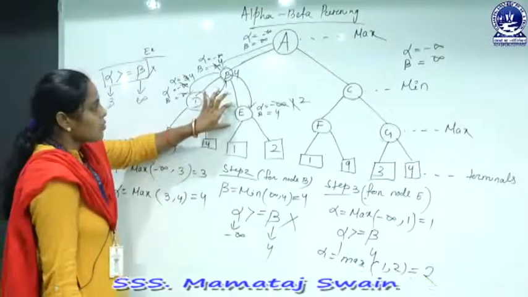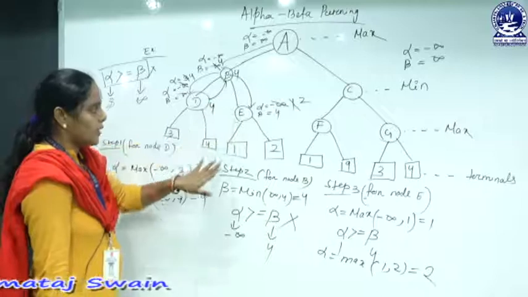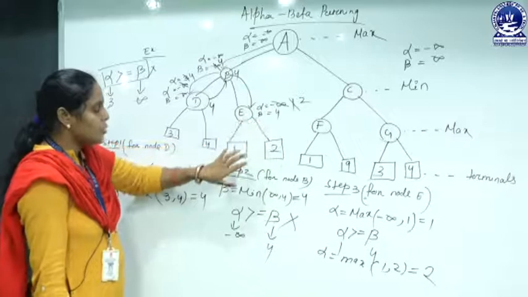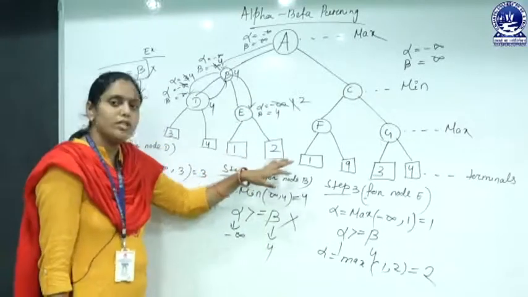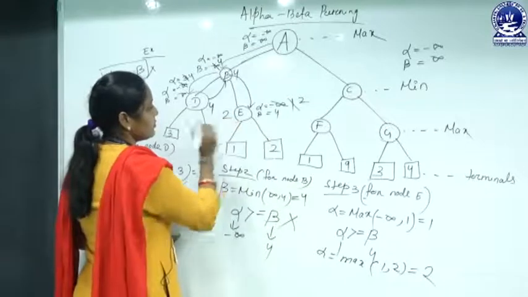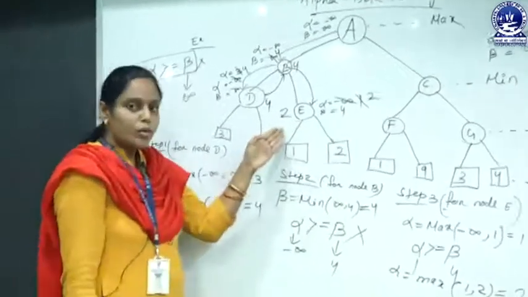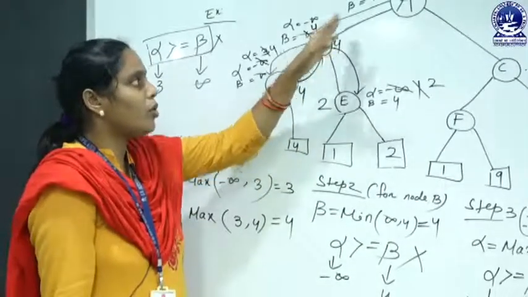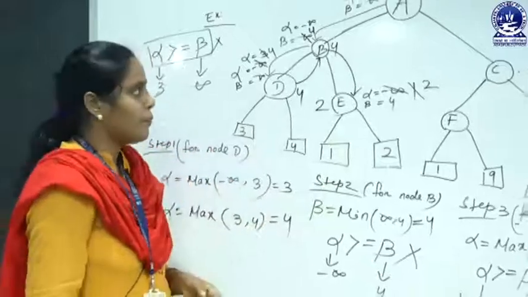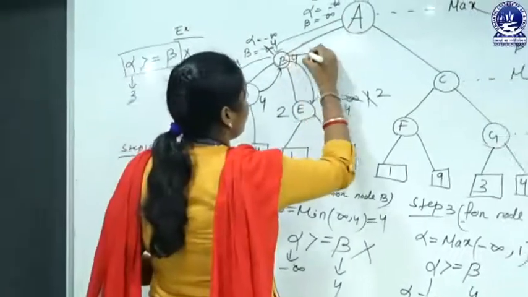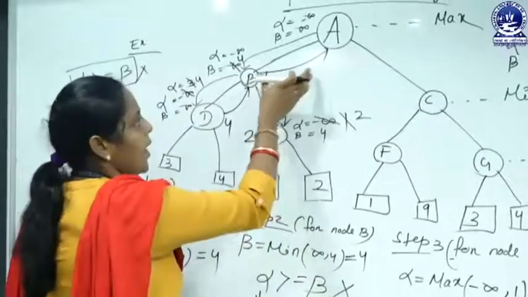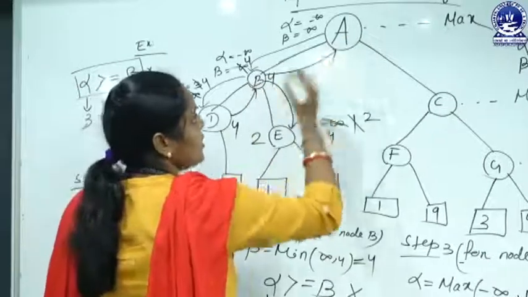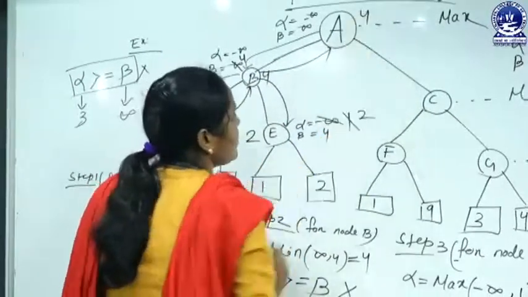Here you must find out the node value for node E. Now look at here, the node value for node E is 2 because from 1 and 2 the maximum value is 2. After updating the node value at node E, then you backtrack to node B and from node B you backtrack to node A. When we backtrack to node A, we take this node value to this node. That means here node A, the node value is 4.